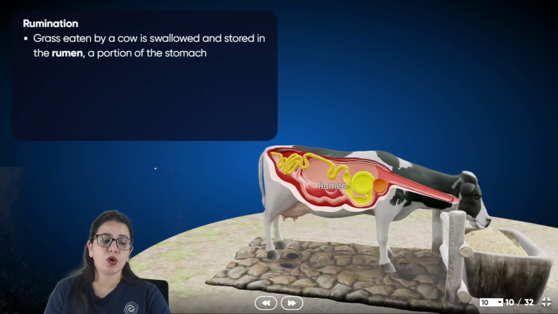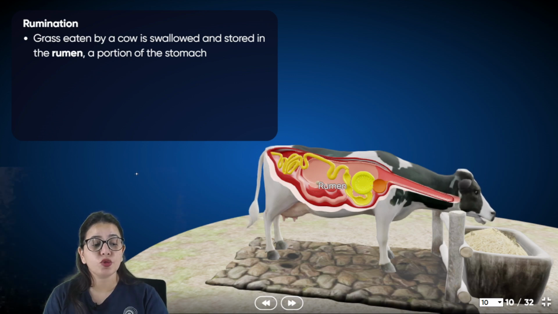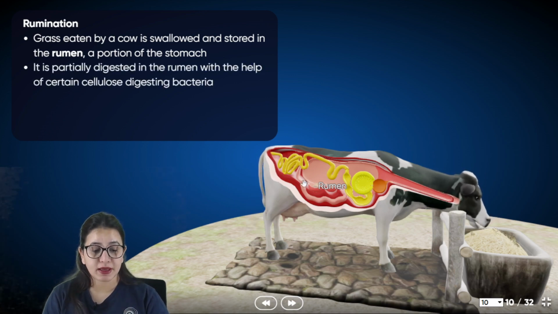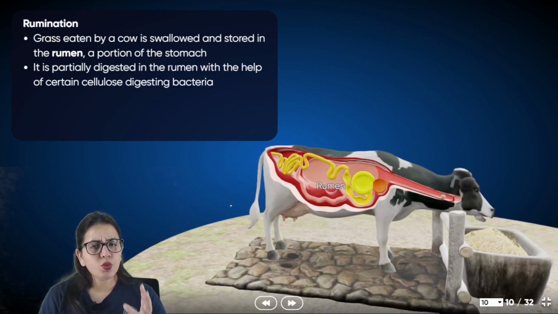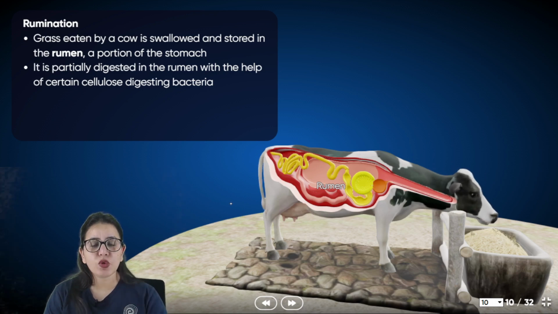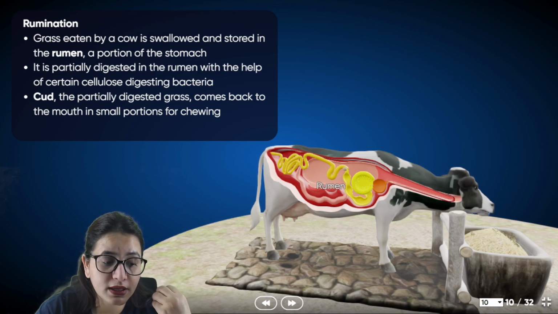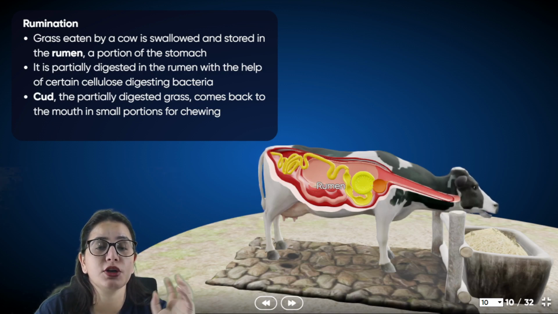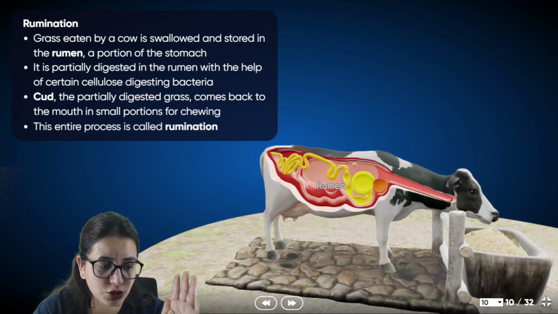As we move forward talking about rumination, as you know, the grass eaten by a cow is swallowed and stored in the rumen, a portion of the stomach. Can you see that? This is what I was talking about. Yes? Whatever grass, whatever cellulose, whatever food this particular herbivore is consuming is going to be stored in the rumen. It's a portion of the stomach.